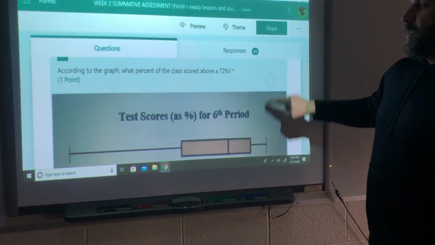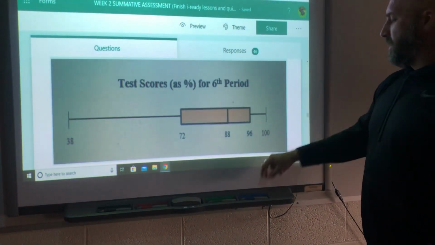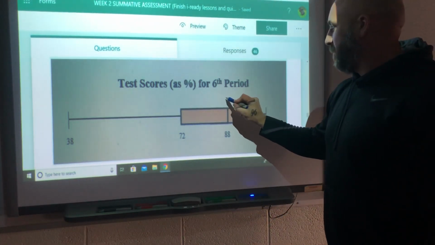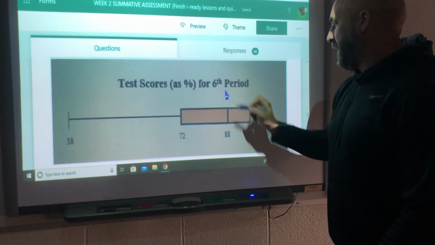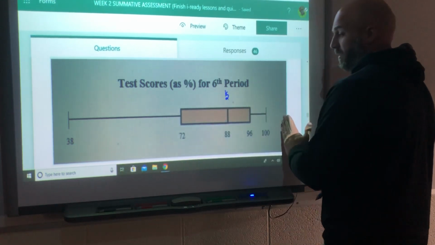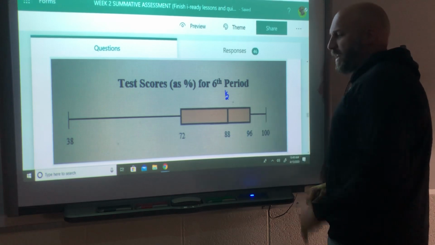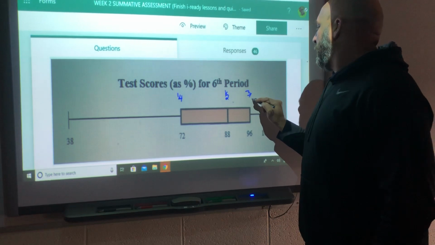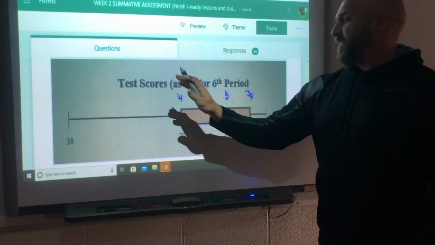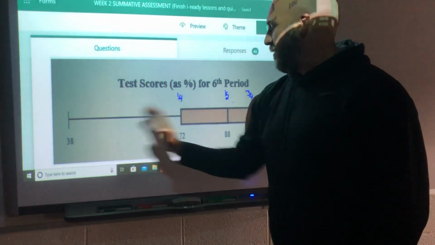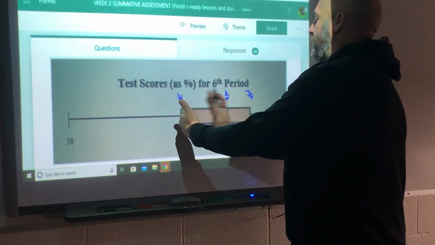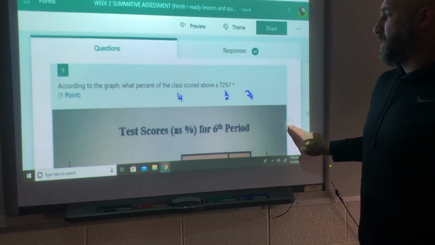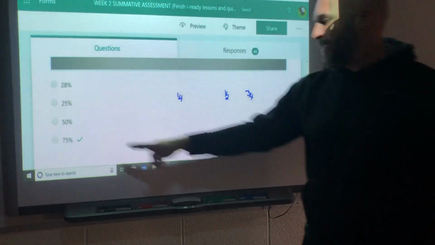And number 9, what percent of the class scored above a 72? This was the lowest score, highest score, the median, meaning the halfway point, meaning half of the class scored below an 88, half the class scored above an 88. These are the quartiles, standing for quarters. So what that means is 1/4 of the class scored between a 38 and a 72. That means the other 3/4 of the class scored above a 72. So what percent of the class scored above a 72? 3/4, which is 75%.